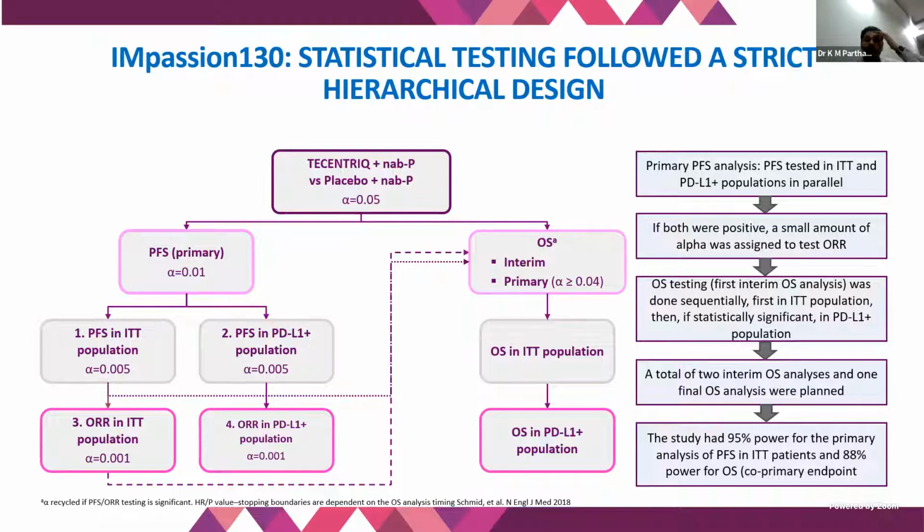And this is the study population, that PFS. There is a hierarchical setup. PFS in intent to treat population and PFS in PD-L1 population. And then the alpha is set up for overall response rate in intent to treat, as well as ORR in PD-L1 positive population. Then overall survival in the intent to treat population and overall survival in the PD-L1 positive population. The study had 95% power for the primary analysis of PFS in intent to treat patients, and 88% power for OS as co-primary endpoint.